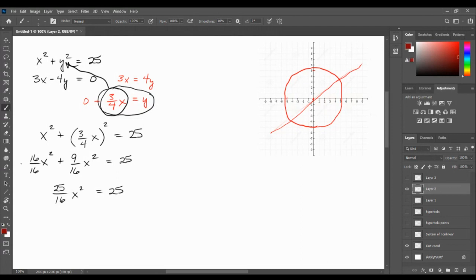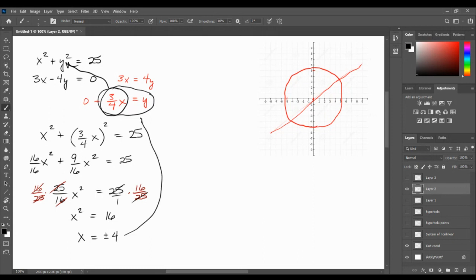I'm going to now multiply both sides by the reciprocal of that fraction so that things cancel. So 25s will cancel, 16s will cancel, leaving me a 1. So I've got x squared. And over here, the 25s will cancel because recall this is over 1. And that'll equal 16. So I take the square root of both sides, and x equals plus or minus 4.